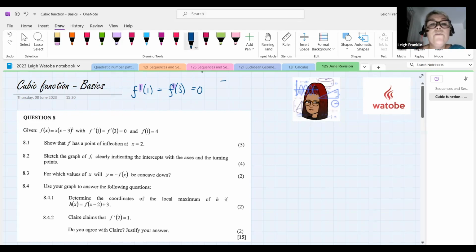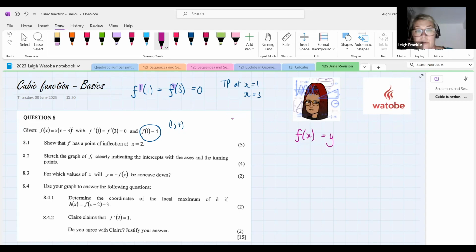Okay, so we know that there is a turning point at x equals 1, and we know there is another turning point at x equals 3. Here, this is simply an input and an output. So when x is 1, y is 4. So that means they've given us the coordinates of one of the turning points. We know that it is (1, 4).